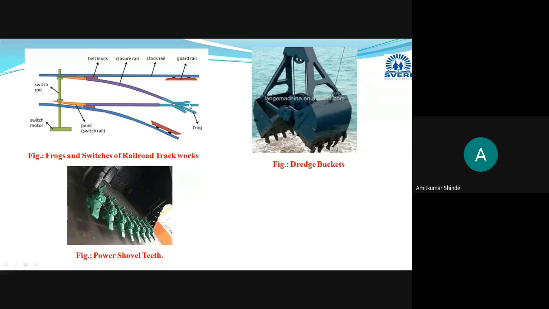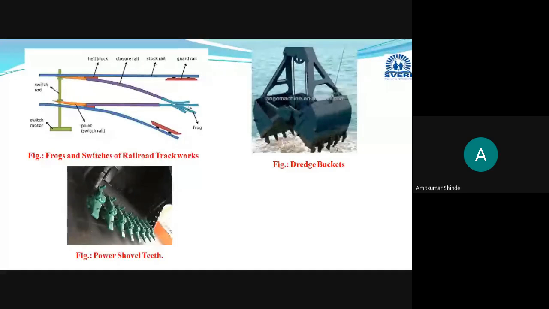Whenever in a railway track this kind of structure is there to change the track, this kind of structure is used. This V-shaped structure is the frog. And this horizontal structure which is present there will be termed as the switch. For manufacturing of this switch and frog in the railway track, we are using manganese steel or Hadfield steel.